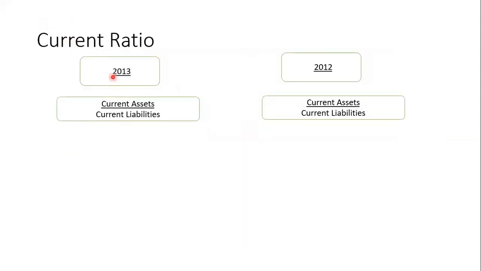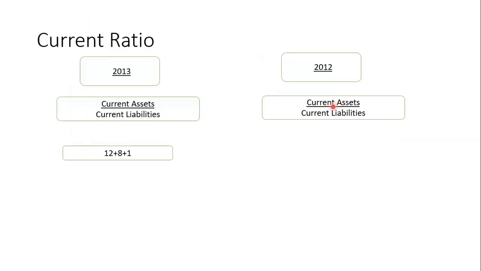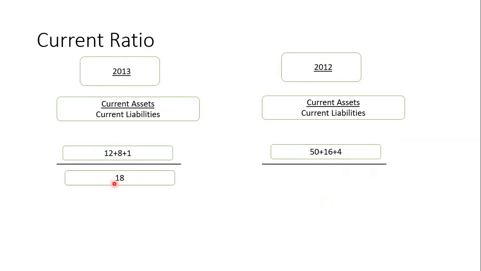So talking about current ratio, that's the formula. I'm going to put my current assets here. I know what my current assets are. For 2013, they are 12 plus 8 plus 1. For 2012, they are 50 plus 16 plus 4. So these are my current assets for 2013, and I'm just going to put them in the formula. These are my current assets for 2012. Divided by current liabilities. The current liabilities were 18 for 2013, and for 2012, the current liabilities are 70.